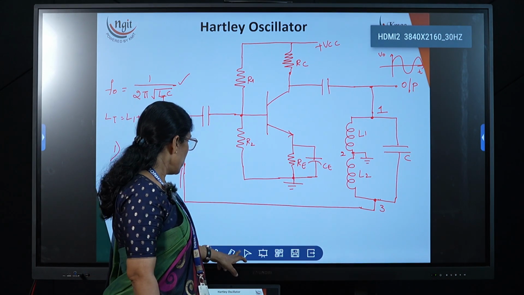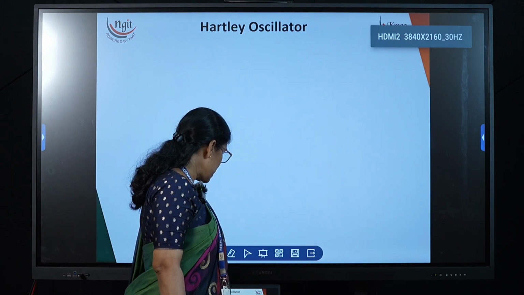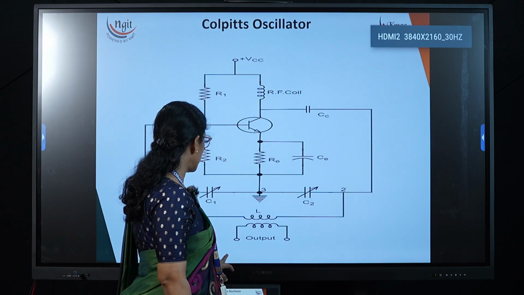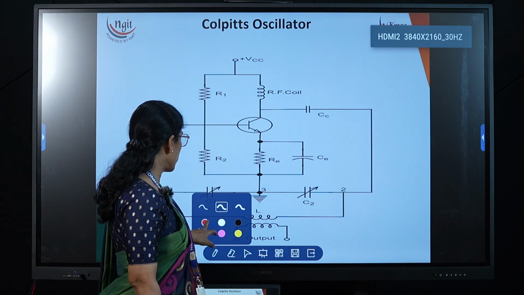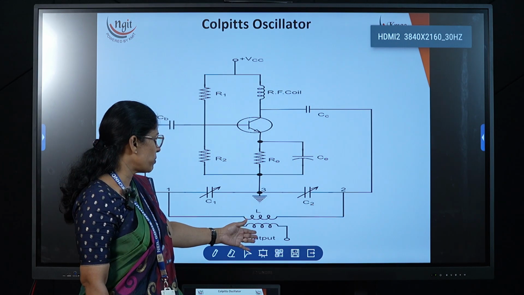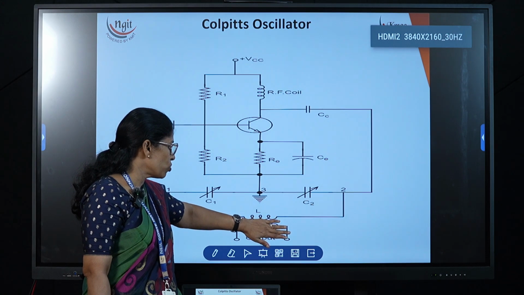Now similarly, we have one more oscillator, that is the Colpitts oscillator. Now there the complete circuit is the same, the only difference is that instead of two inductors, we are taking two capacitors in parallel with an inductor, or a transformer. Why have we taken a transformer? Output we can take from here, otherwise you can simply show one inductor.